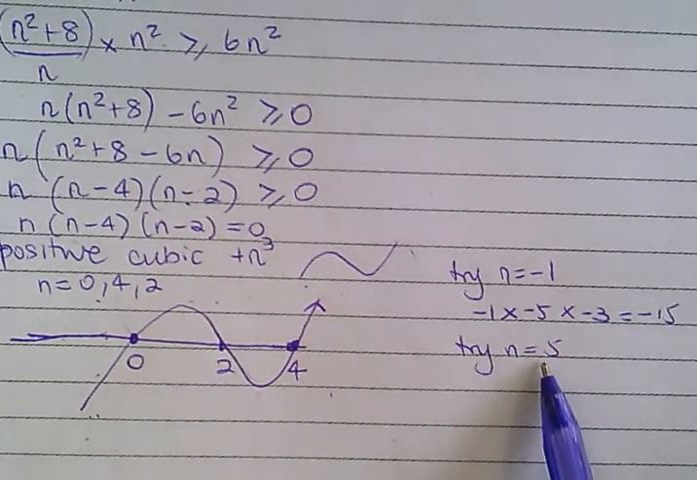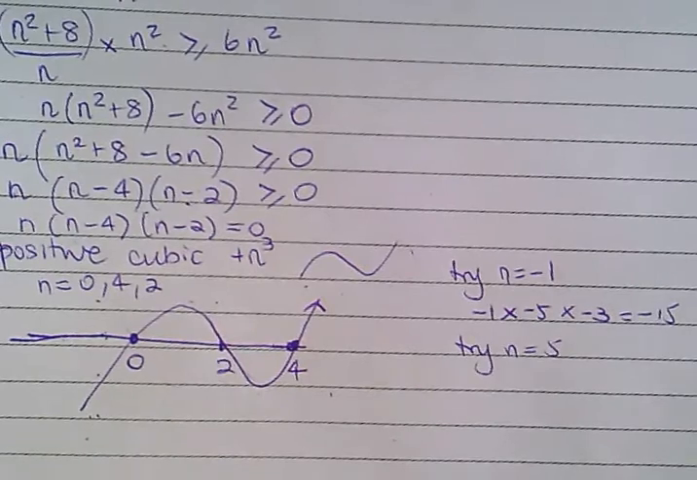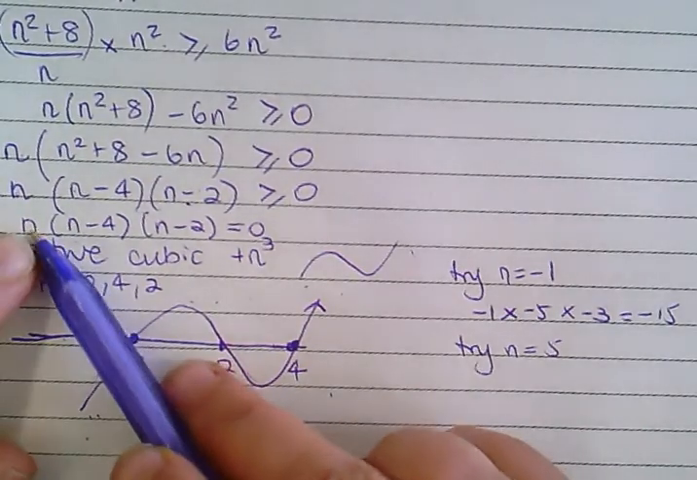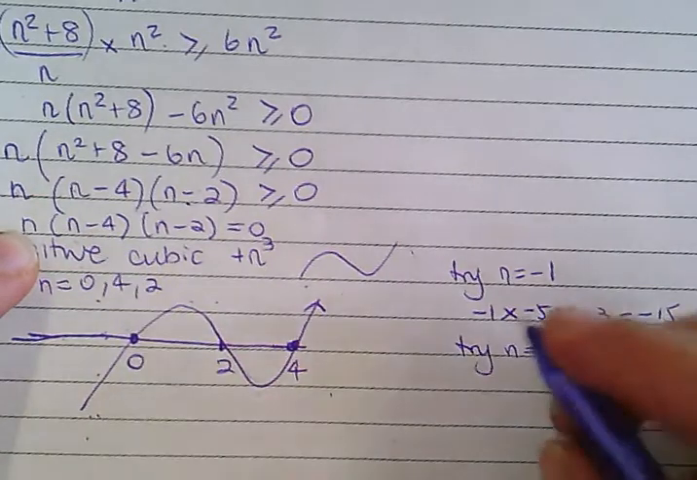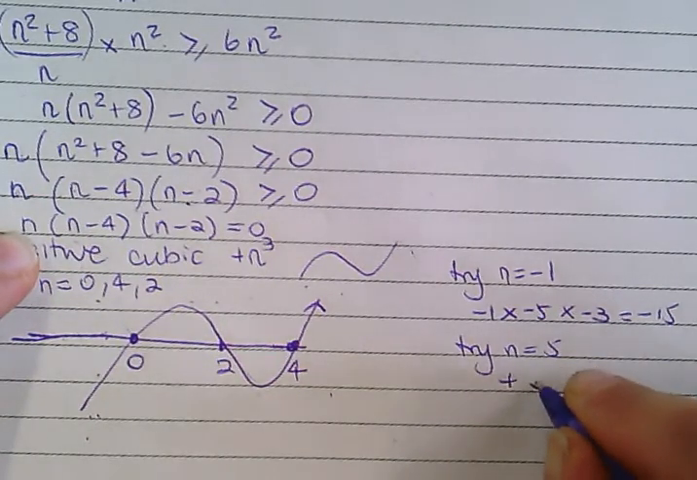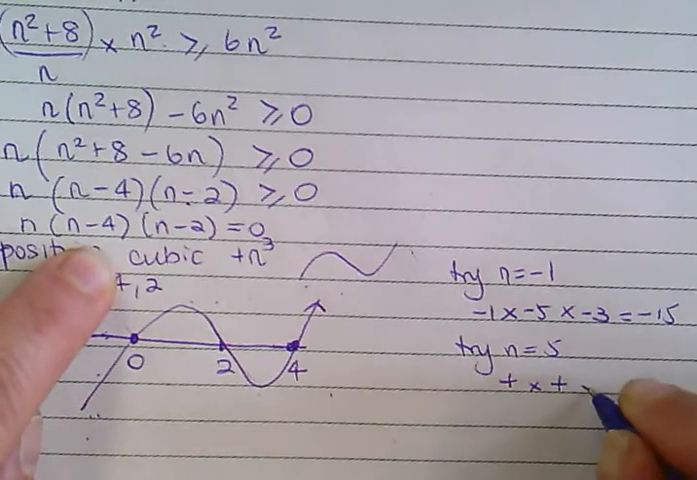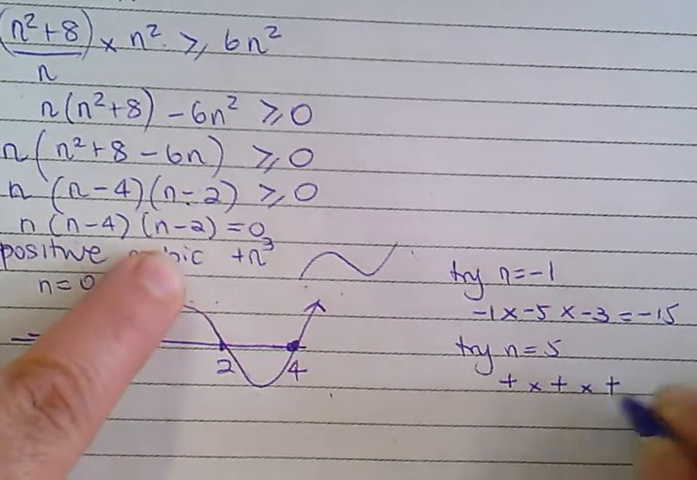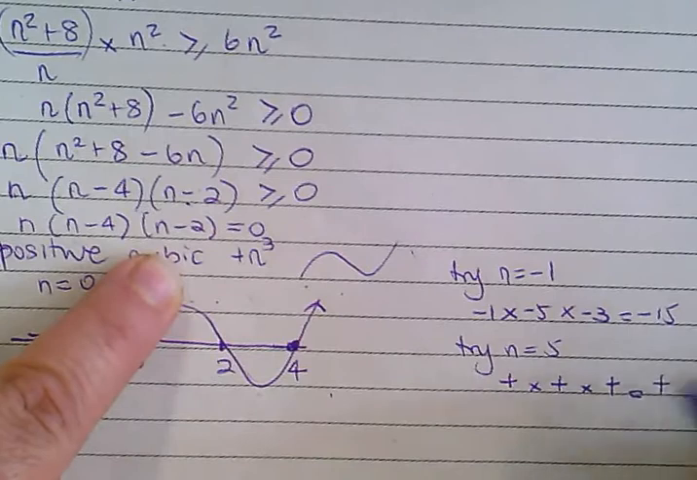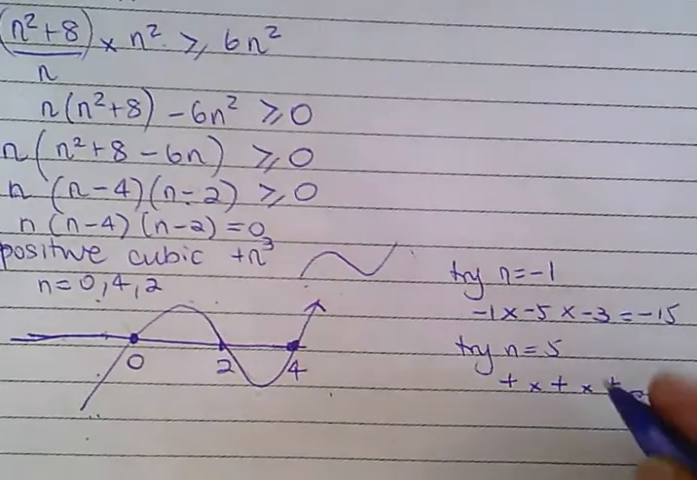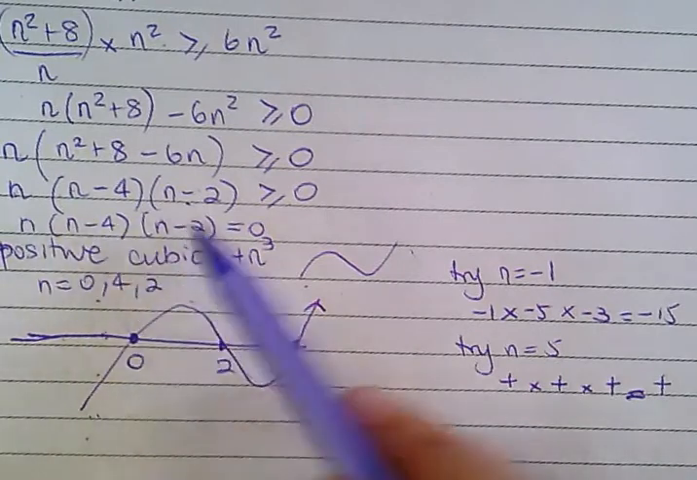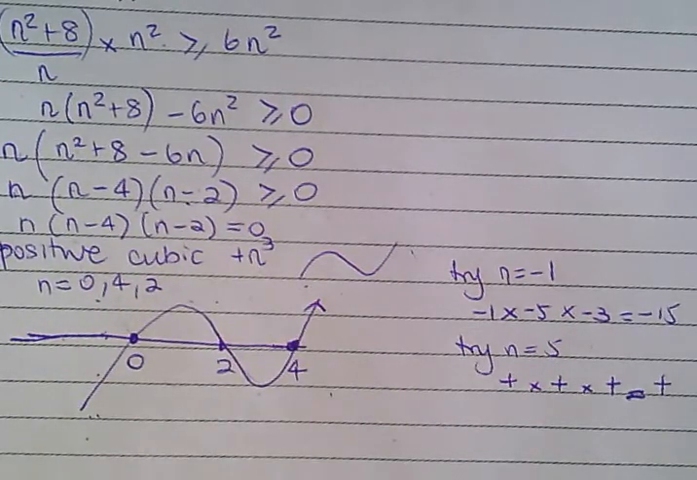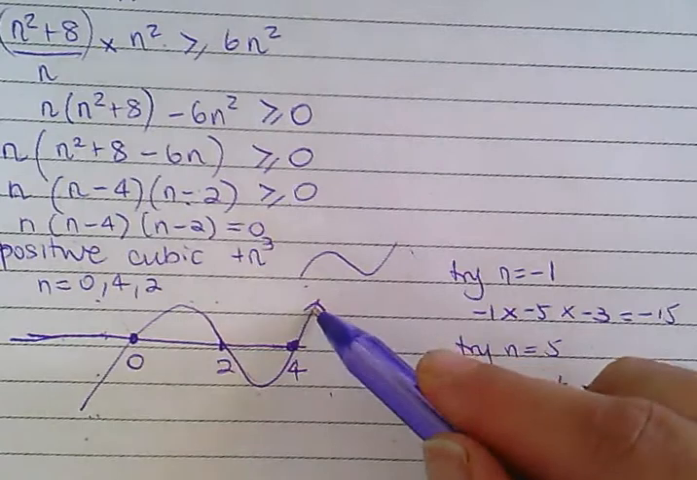If I try n is 5, should I get a positive or a negative answer? Positive. Let's look. 5 is positive. What's 5 minus 4? Positive. You don't even have to actually work it out. Positive times 5 minus 4 is positive times 5 minus 2 is positive. You just have to know that when n is 5, that would be positive, that would be positive, that would be positive. A positive times a positive times a positive means my graph is up here.